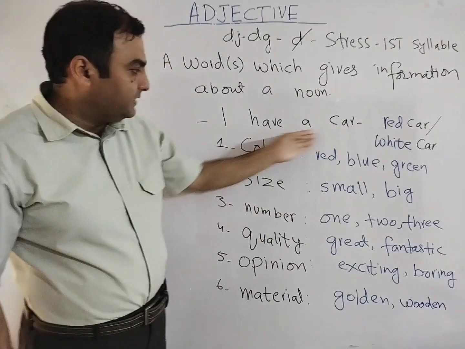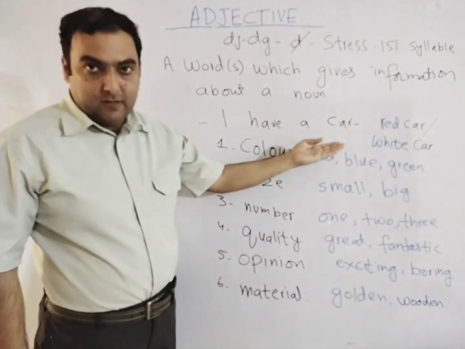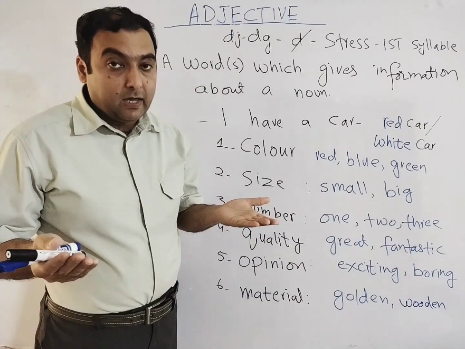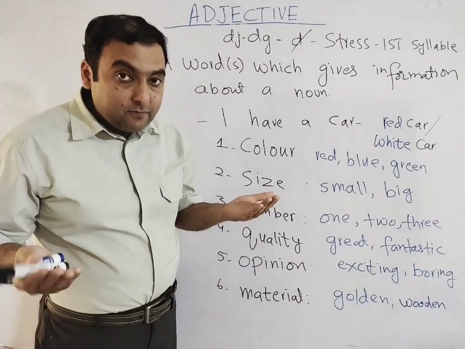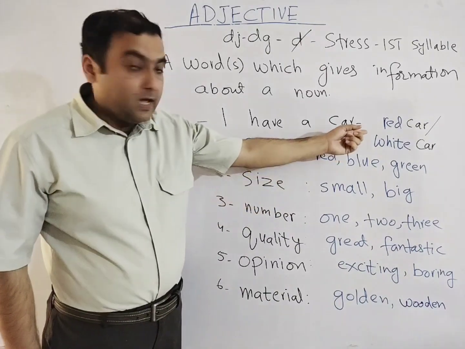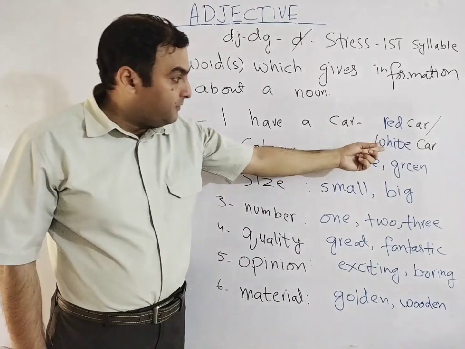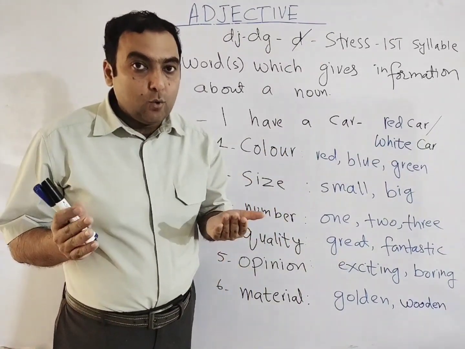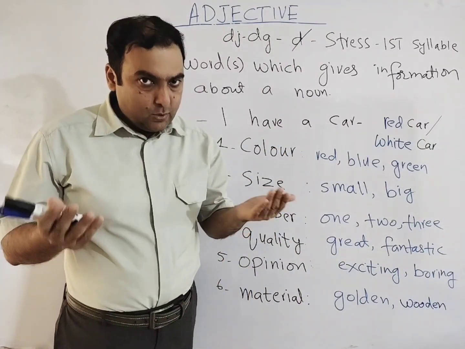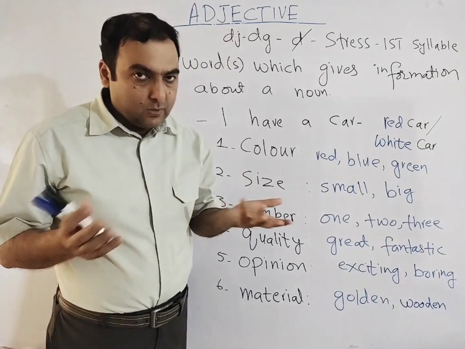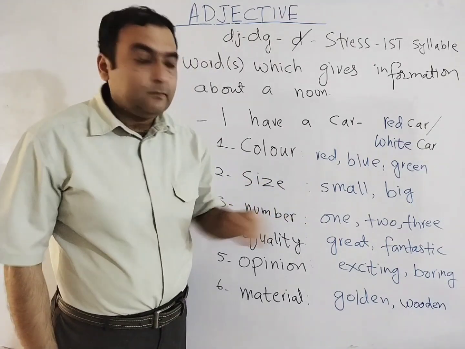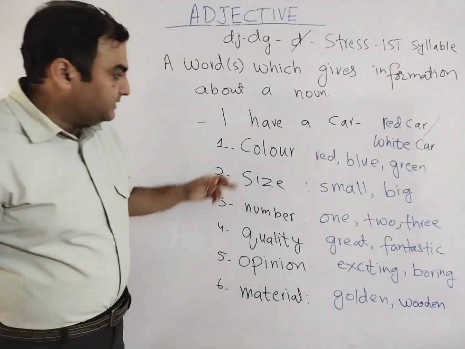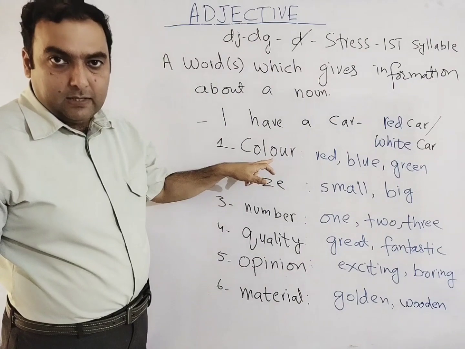For example, if I say, I have a car. Now you don't know what kind of car I have. What color is it, for example? But if I say I have a red car, or if I say I have a white car, now you know what color car I have, right? So adjectives give us information, and adjectives tell us about color.